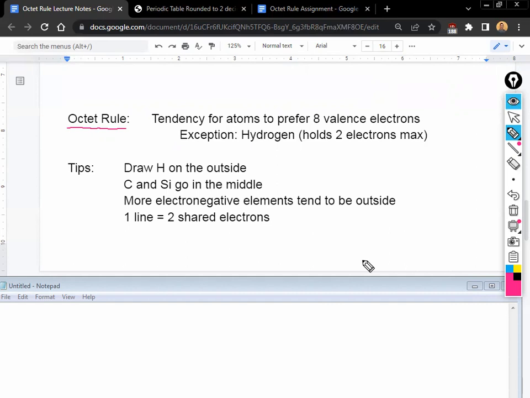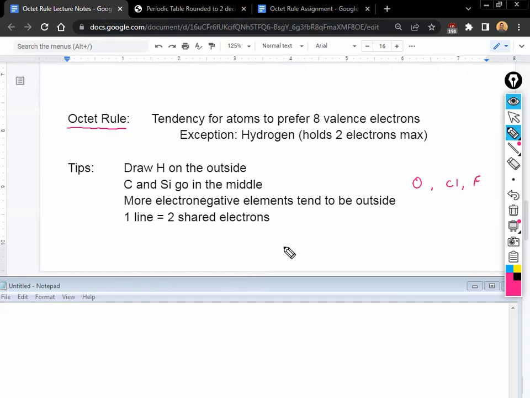As you're drawing your structures, these are the 4 tips that I want to give you. This is posted on Canvas, so you don't need to jot this down. But this is something that you're going to want to keep in mind as you're doing the problems. Whenever you are drawing a molecule, always put hydrogens on the outside. Carbon and silicon, Si, they go in the middle. More electronegative elements, basically the ones on the top right, so things like oxygen, chlorine, fluorine, they go on the outside. And then again, one line is 2 electrons.